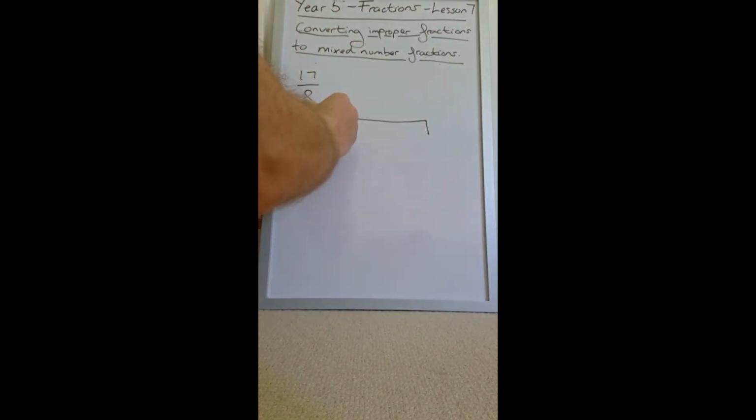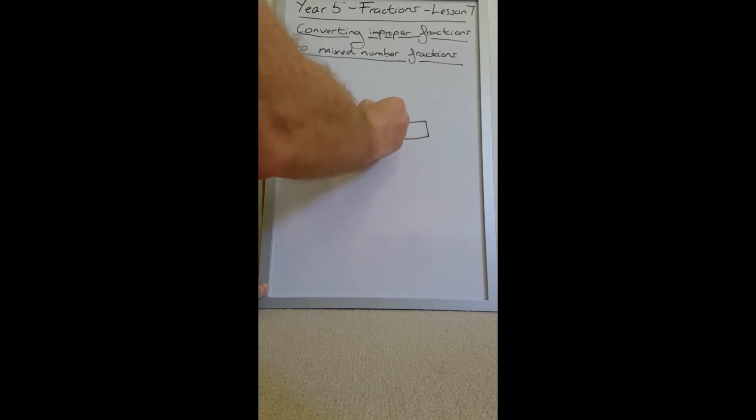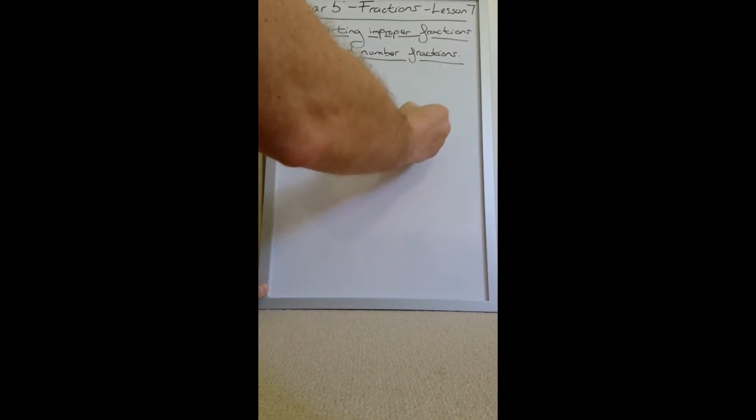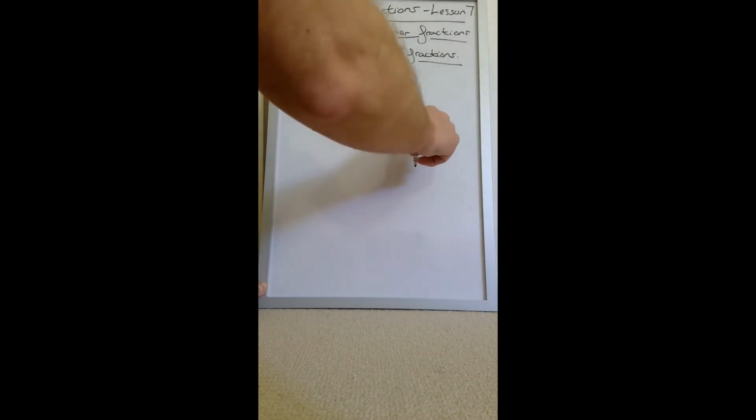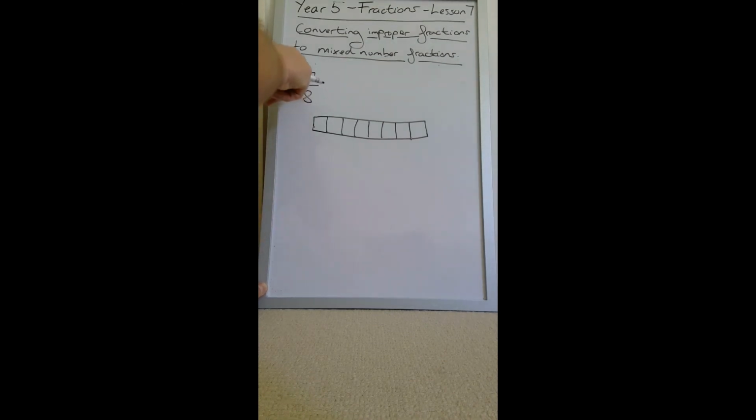Another example of converting an improper fraction into a mixed number fraction could be 17/8. So here we know that the whole has been split into 8 parts. So first of all, we can draw another bar. In this case, I'm going to go across, and I'm going to split my whole into 8 parts. One, 2, 3, 4, 5, 6, 7, 8. So that's 1 whole. But remember, I need to get up to 17.